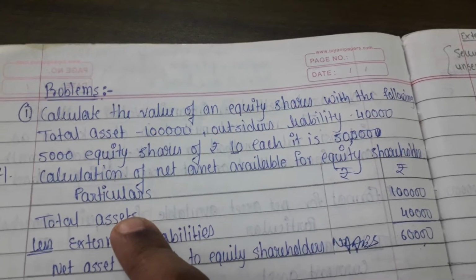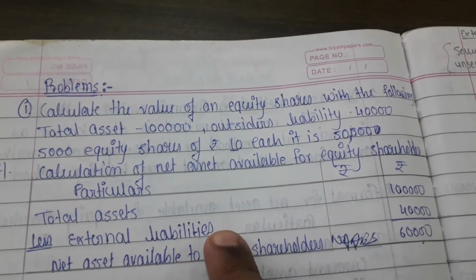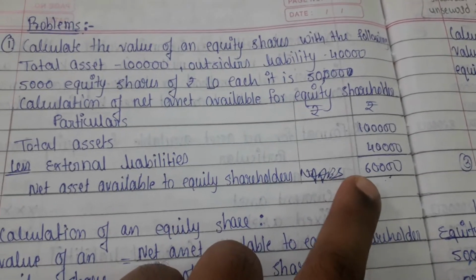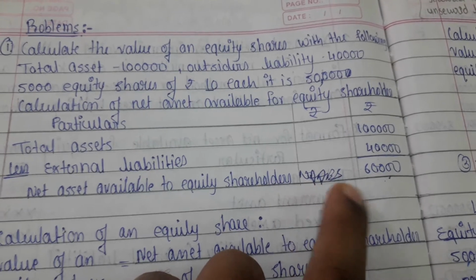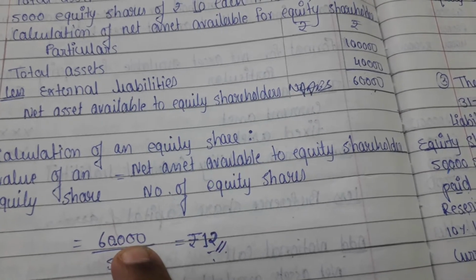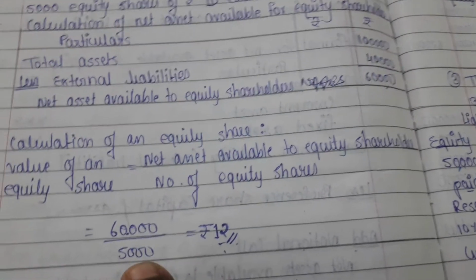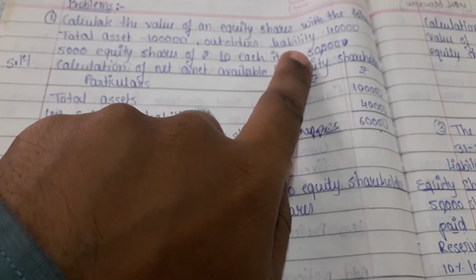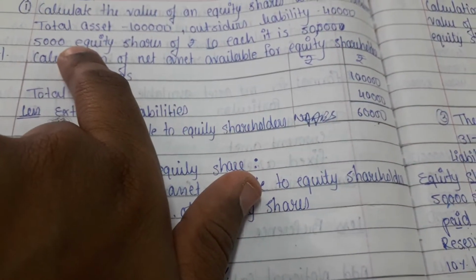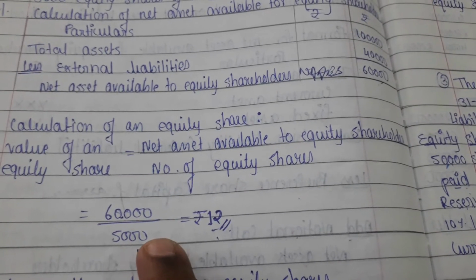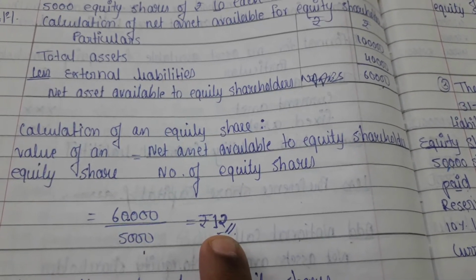Then calculation of net asset available to equity shareholders. How to calculate? Total assets 1 lakh minus external liabilities or outsiders liabilities, that is 40,000. How much will be NAES? That will be 60,000. So that will be applicable for your formula. So that is net asset available. 60,000 divided by number of equity shares, not the total of equity capital. We require number of equity shares, that is 5,000. So 60,000 divided by 5,000 will come down to 12 rupees.